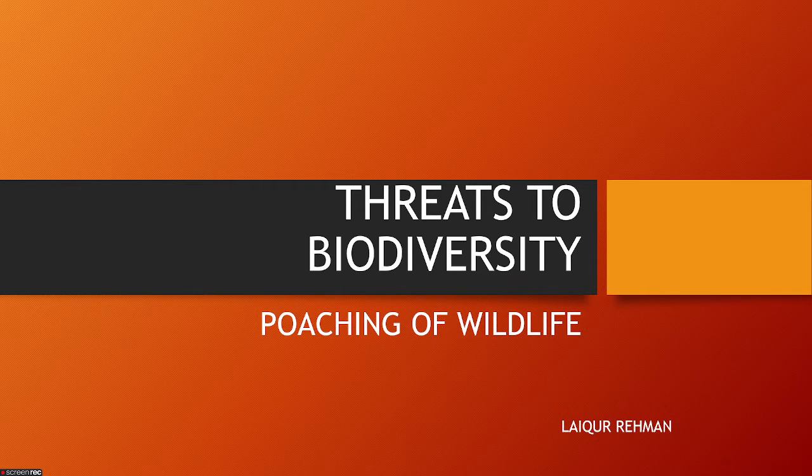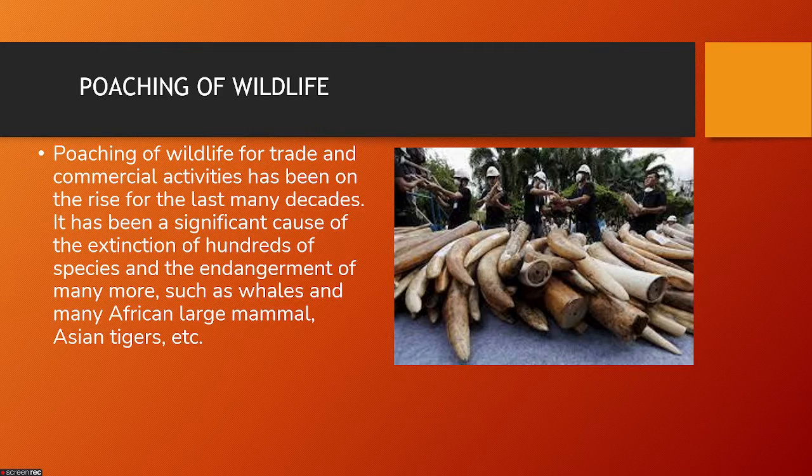Welcome all of you. Today we are going to study a very good and important topic under threats to biodiversity, that is poaching of wildlife. Poaching of wildlife is basically for trade and commercial activities, which has been on the rise for the last many decades. It has been a significant cause of the extinction of hundreds of species and the endangerment of many more, such as whales and many African large mammals, Asian tigers, etc.